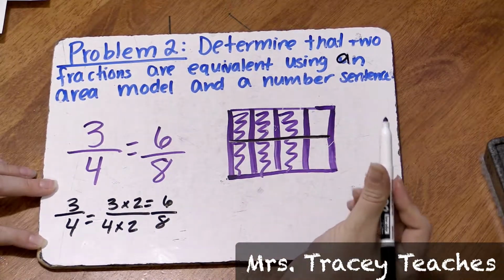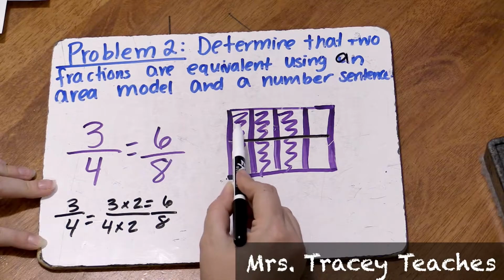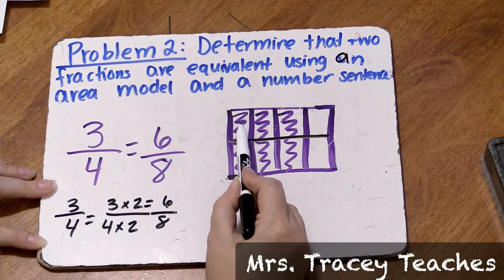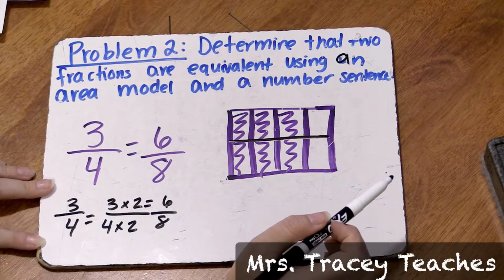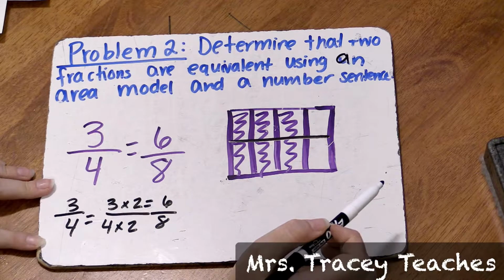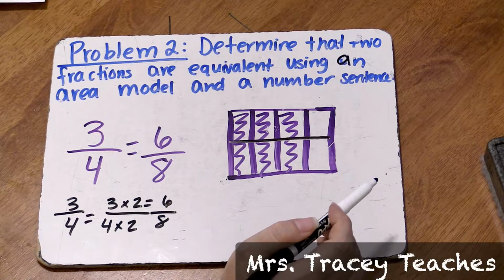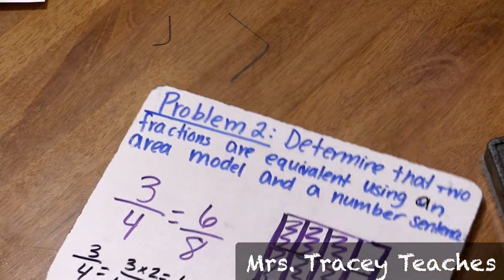So now let's see. So I had before 3/4. Now I have to see if I have 6 colored in. 1, 2, 3, 4, 5, 6 out of 1, 2, 3, 4, 5, 6, 7, 8. So 3/4 is equal to 6/8. Now let's try one more problem before we start the problem set.